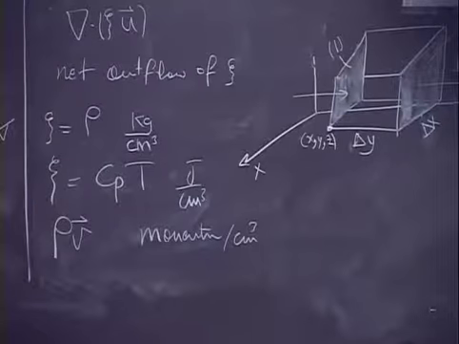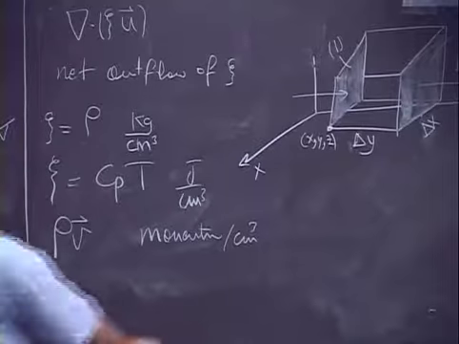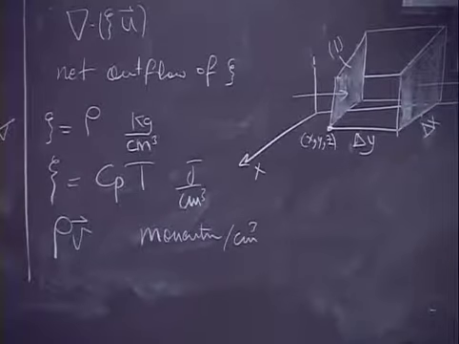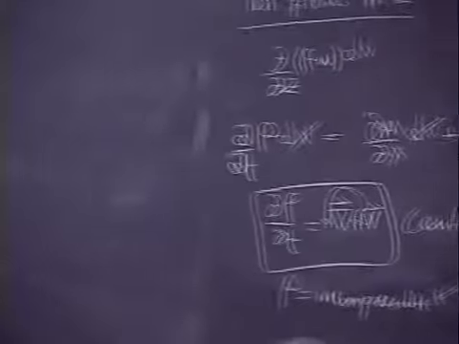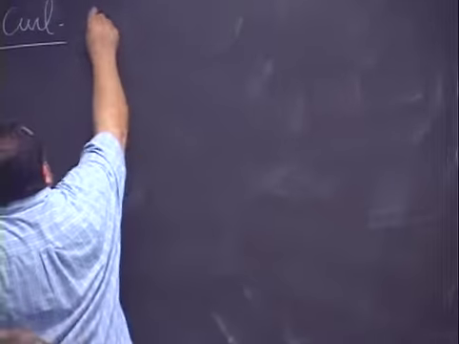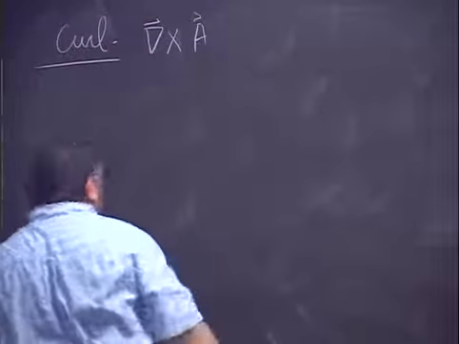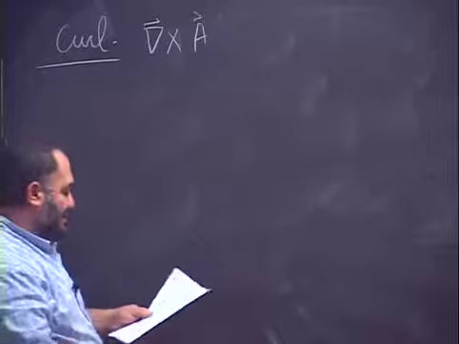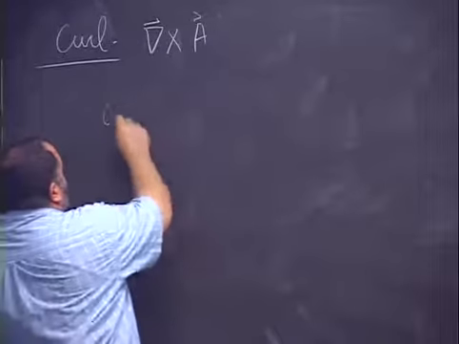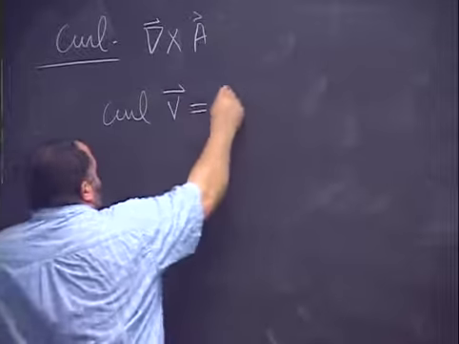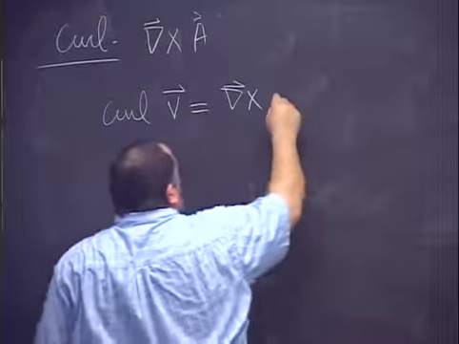So let's look at the curl of a field. This will be the last topic of this chapter. Then we'll move to the next chapter, hopefully next Wednesday. So the curl of a field, sometimes written as curl of a vector A. The curl is a vector quantity, but the divergence is a scalar quantity. So we have curl of vector V, which is del cross vector V.